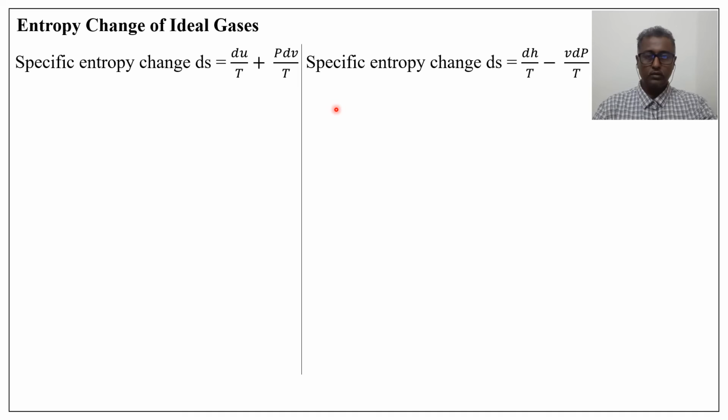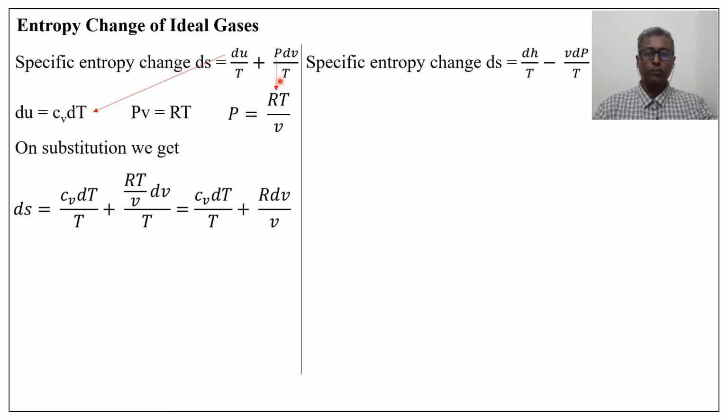We know dU is equal to Cv dT and Pv equal to RT, and this can be rearranged like this. Therefore, instead of dU, we can substitute this, and instead of P, we can substitute this. Upon substitution, we get this. Here this T gets cancelled, and this equation is rearranged like this.